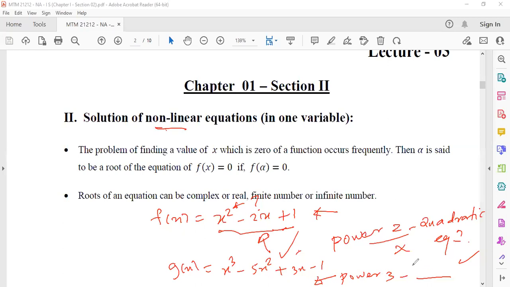Okay, good. At least I got one answer. Okay, it's called a cubic. Yes, another one. Okay, fine. Cubic equations. Okay, so it goes power 2, power 3, power 4, anything. So these are all called nonlinear equations.